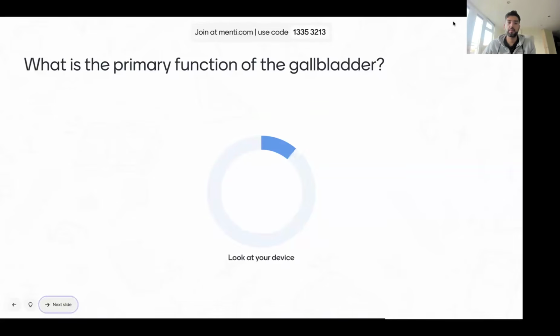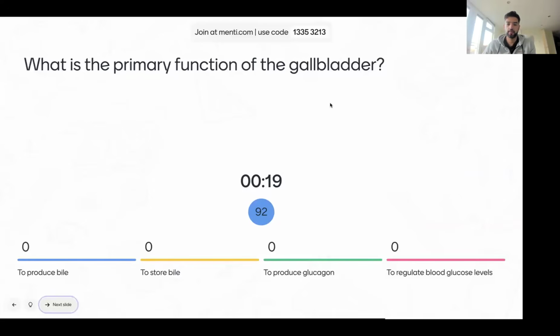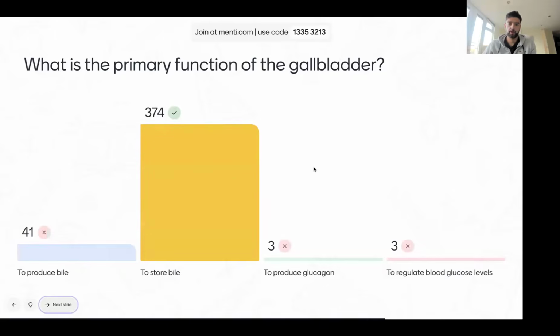What is the primary function of the gallbladder? Good. It stores bile. Remember, the liver makes the bile and the gallbladder stores the bile. Okay.